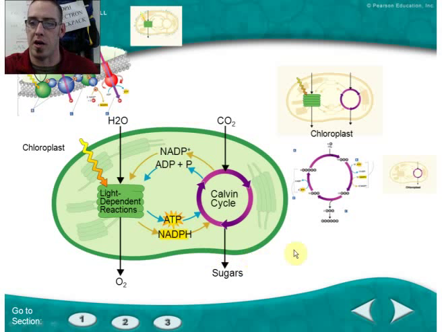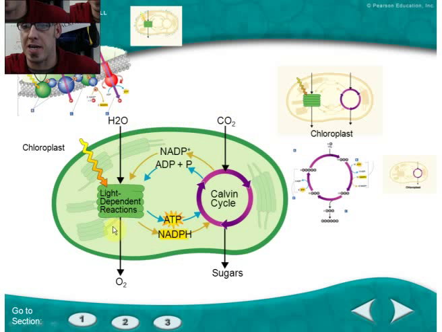So what are the things that happen in photosynthesis? We take in water and light in the light-dependent reaction to make oxygen. In the Calvin cycle, we take in CO2 and make sugar. So photosynthesis is both of these: the light-dependent reaction plus the Calvin cycle make photosynthesis.